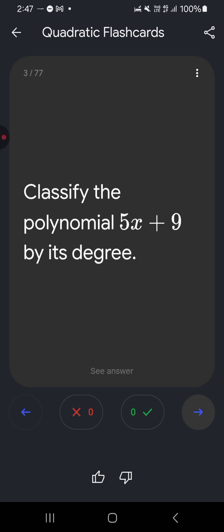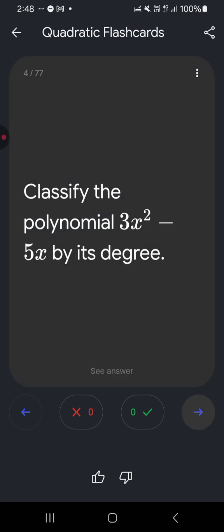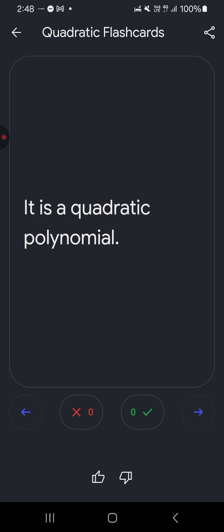Classify the polynomial 5x plus 9 by its degree. It is a linear polynomial. Classify the polynomial 3x square minus 5x by its degree. It is a quadratic polynomial.